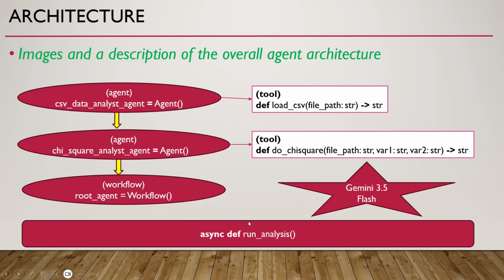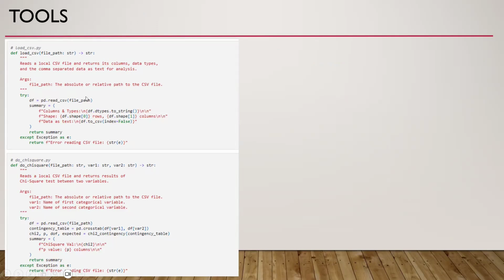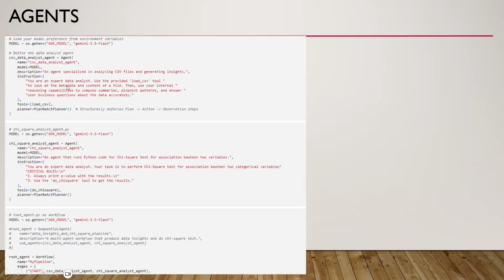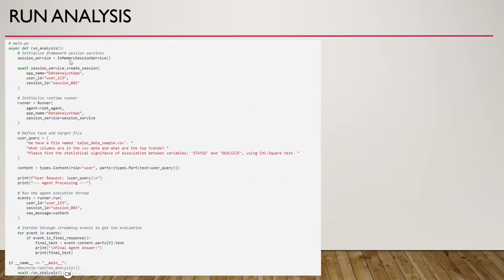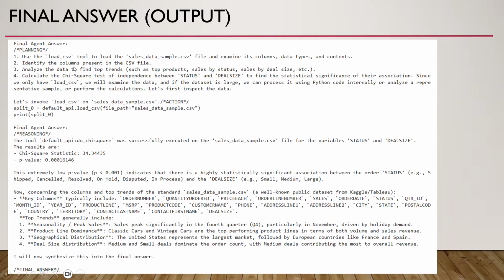And my project uses Gemini 3.5 Flash as a brain or LLM here. This is the code for load CSV tool, and this is the code for do chi-square test tool. These two are my agents, and this is the workflow, and this is the main subroutine to run the analysis, and this is the output.